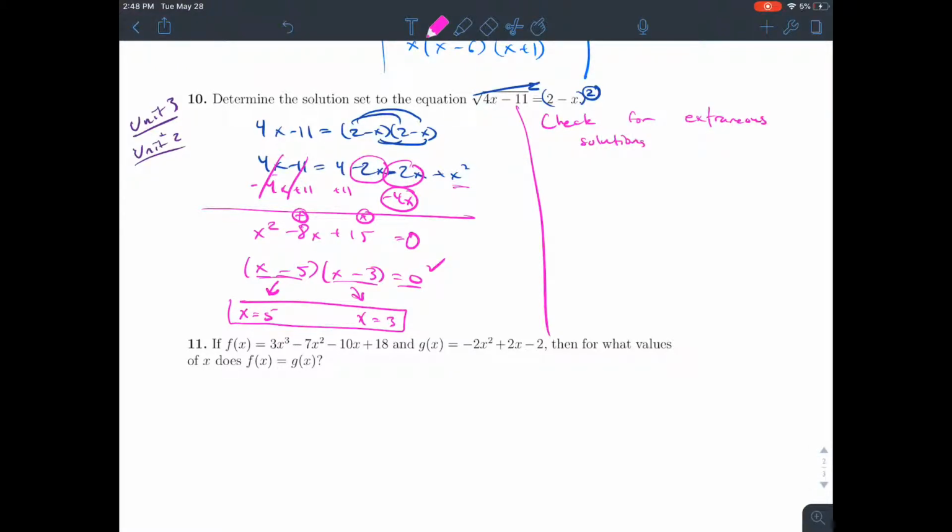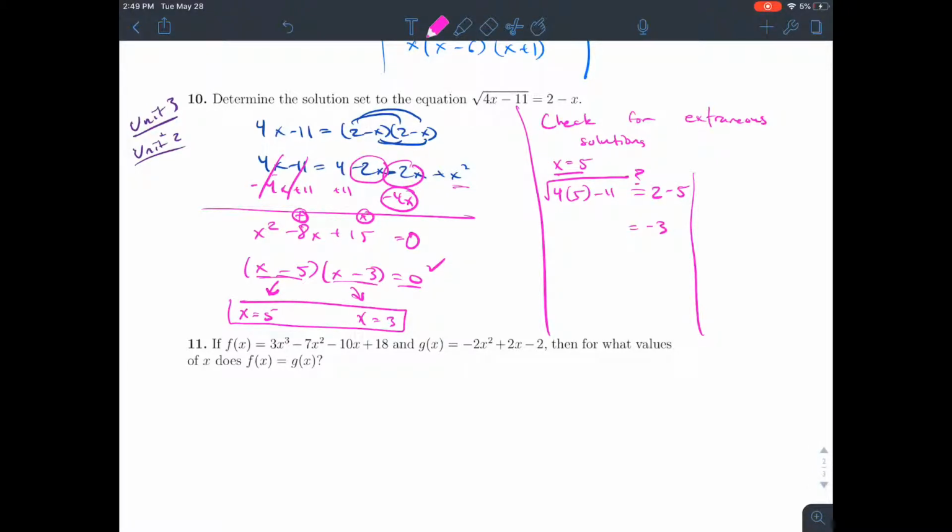So to check it for extraneous solutions, we check them separately. Let's start with x equals 5. To do this, we need to plug into the original problem. So I'm going to erase my scratch work there. So we have 4 times 5 minus 11. And we're wondering, is that equal to, so I'll put a question mark there, 2 minus 5.